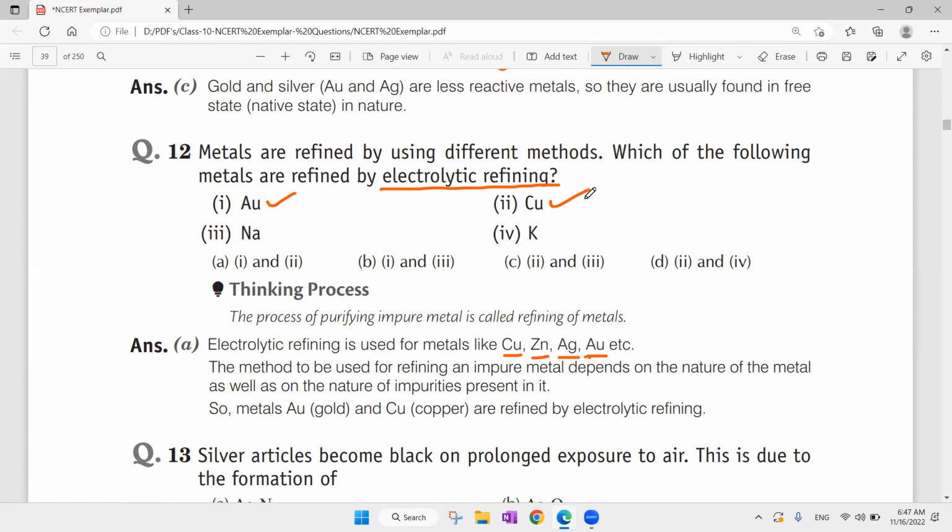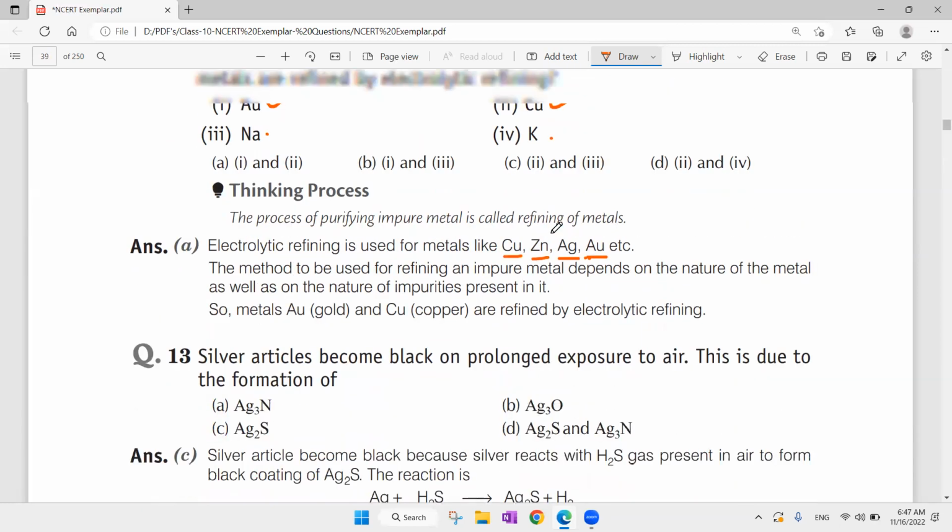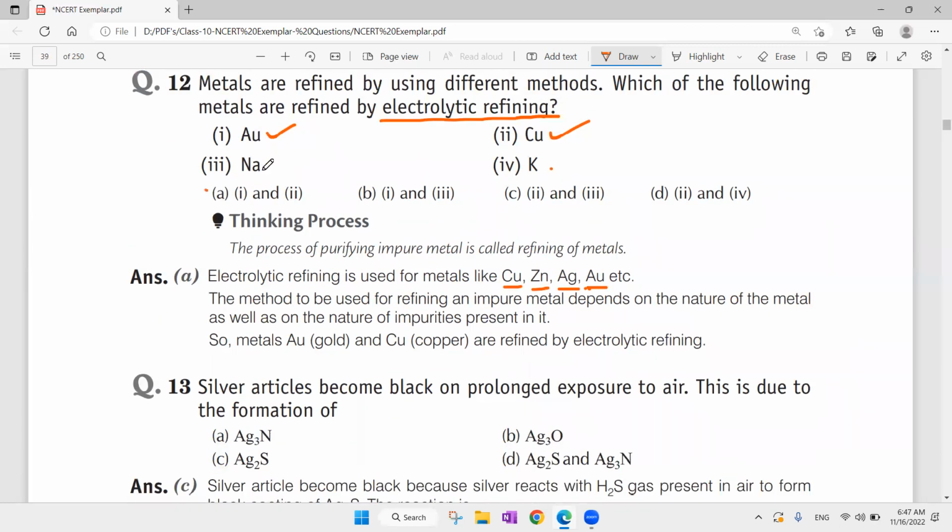Au, Cu, if there is Ag, that also will be the answer. But you see, sodium, potassium, are highly reactive metals. For highly reactive metals, the method will be different, like that. So the answer is 1 and 2. This is the answer.